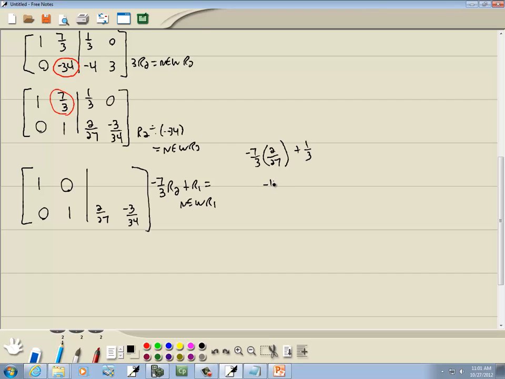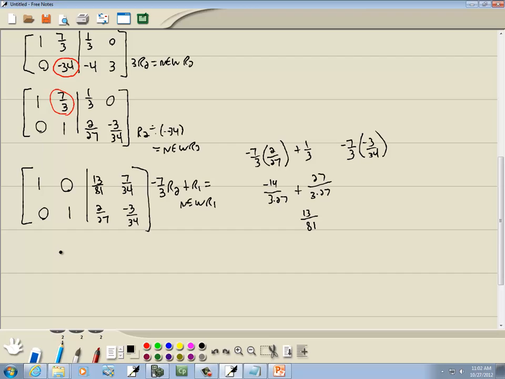That gives us negative 14 over 3 times 27 plus, multiply top and bottom by 27. So that gives us 13 over something. 81. Boy, that seems bizarre, doesn't it? I'll double check this in a minute. Take negative 7/3 times negative 3/34. And then I'll add 0. So 3's cancel, that becomes 7/34. Maybe.